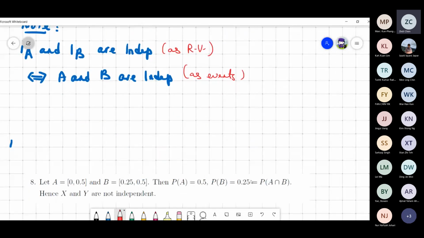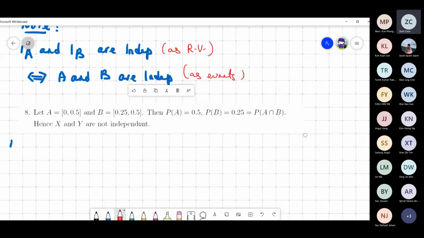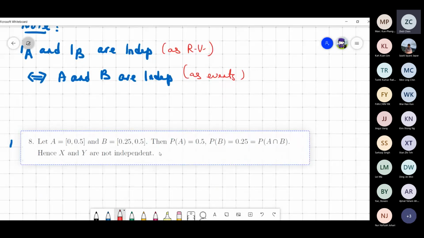So that's why the answer will be like this. We just verify this. We just check P(A) and P(B), so we can see P(A and B) is not equal to P(A) times P(B). Therefore, X, Y are not independent.